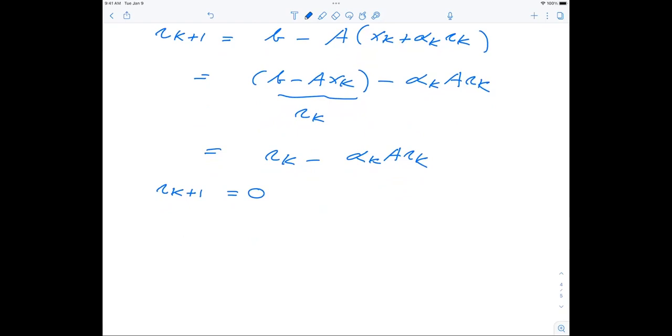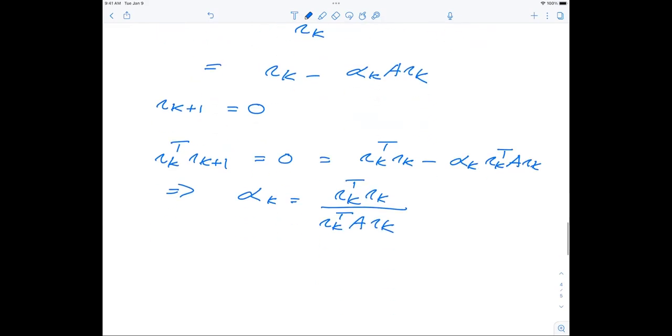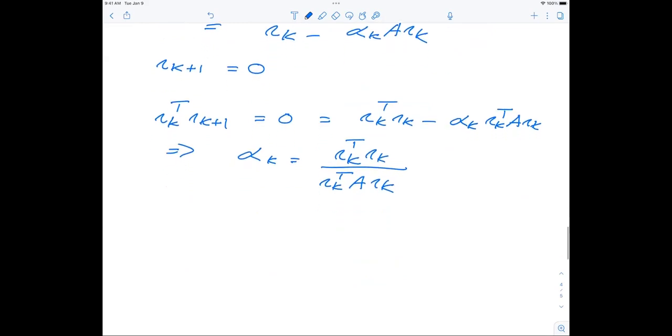So with that, if we now assume that Rk plus 1 is 0, I simply multiply from the left with Rk transposed. So I multiply Rk transposed with Rk plus 1. We have assumed that Rk plus 1 is 0, so we should get 0. So this is given by Rk transposed times Rk minus alpha of k times Rk transposed times A times Rk. And that leads to alpha of k equal to Rk transposed times Rk, divided by Rk transposed times A times Rk. This concludes actually the recipe for steepest descent.